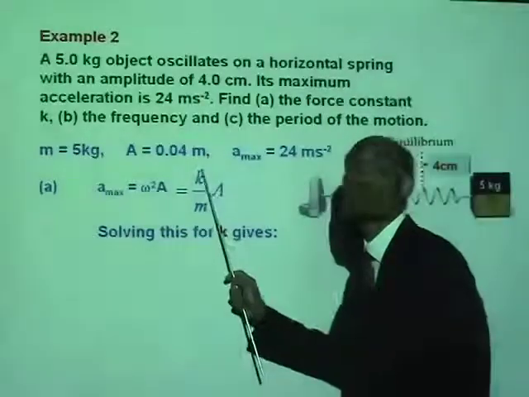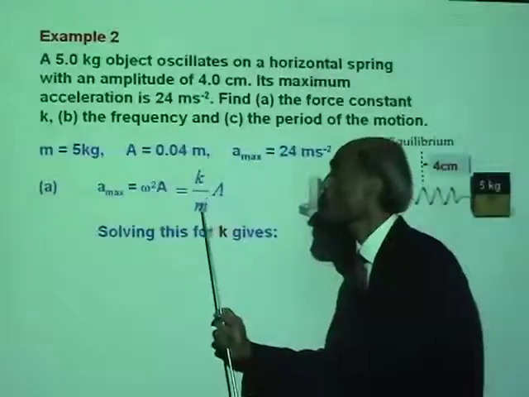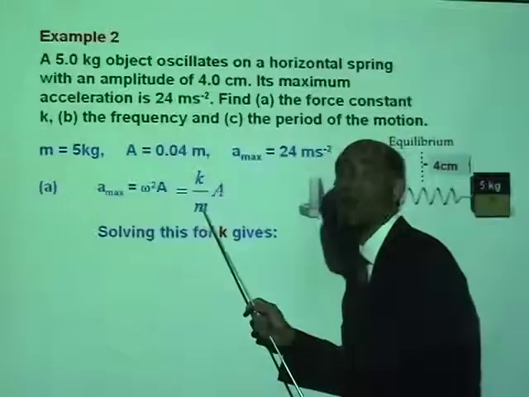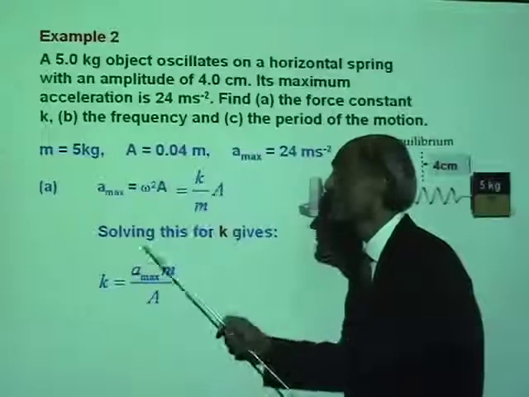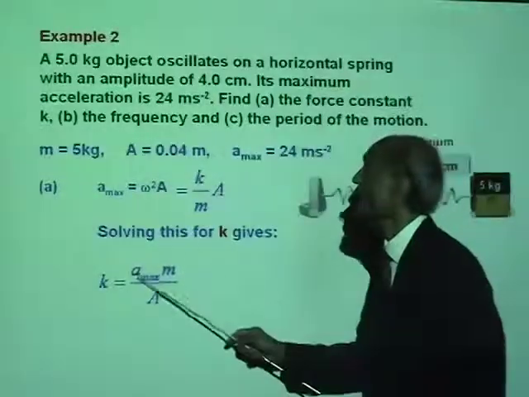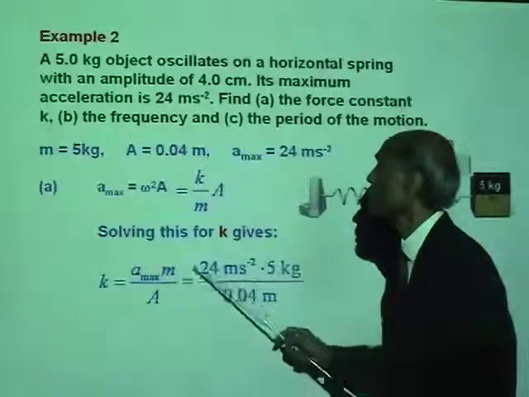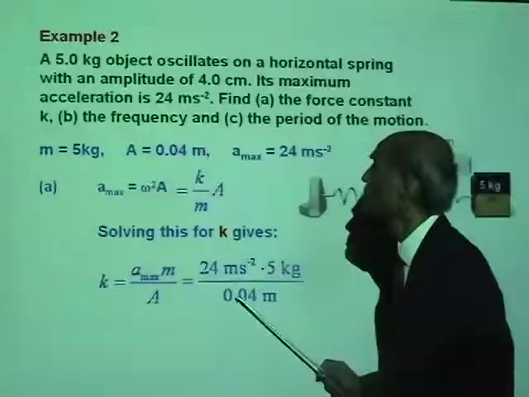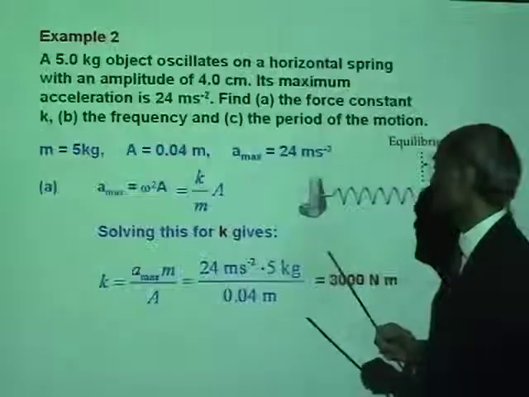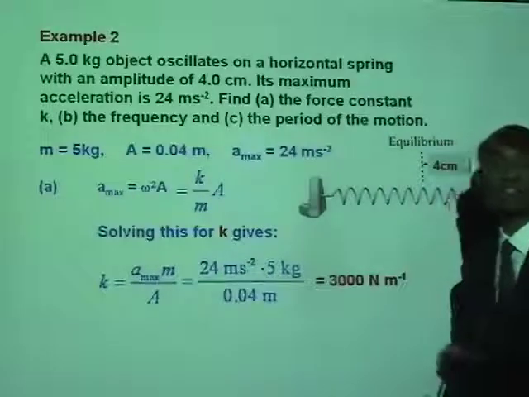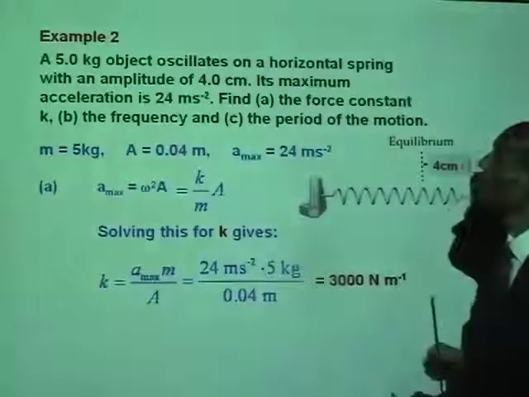Now A max equal to K over M times A. What is K equal to? Look at the way I'm going to solve it. K is A max times M divided by A. And A max is 24, mass is 5 kilograms, and the amplitude is 0.04 meter, and that gives you the value of K as 3000 Newton per meter.